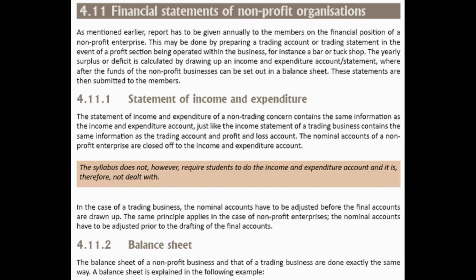Now, when we have a trading business, a trading concern, you know by now that an income statement has exactly the same information as the trading account and profit and loss account. All that information is entered directly like that into the income statement. In the case of a club, it works exactly the same way. All the information that would be written in the income and expenditure account, we write directly into the statement of income and expenditure. I will come to that just now.